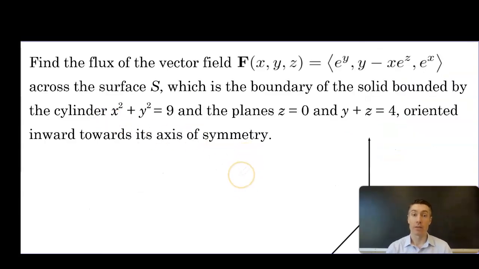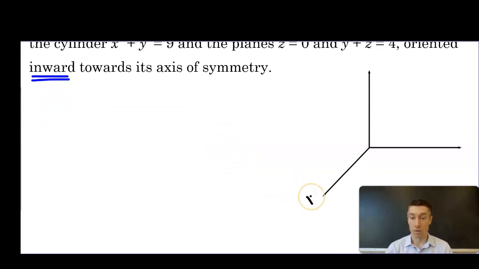Next, find the flux of the vector field, which is e to the y, y minus x e to the z, e to the x, across the surface S, which is the boundary of the solid bounded by the cylinder x squared plus y squared equals 9, and the planes z equals 0 and y plus z equals 4, oriented inward toward its axes of symmetry. Okay, so just highlighting here, we do now have inward orientation, so we're going to have to negate our triple integral. Next, let's draw our surface, or our surfaces, to see the region that we're bounding.